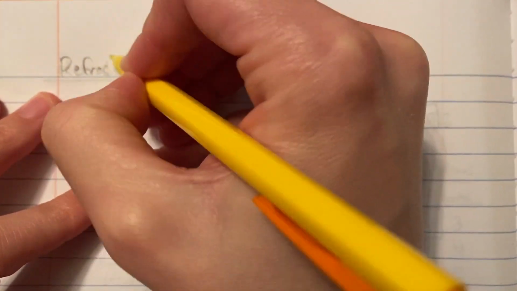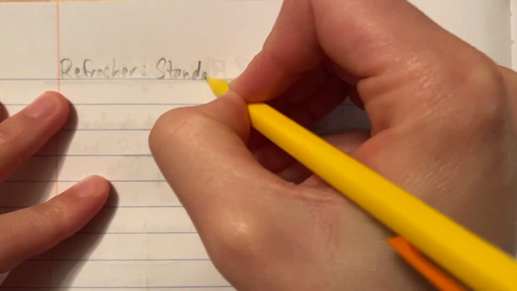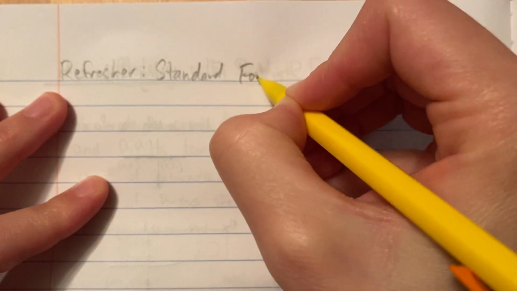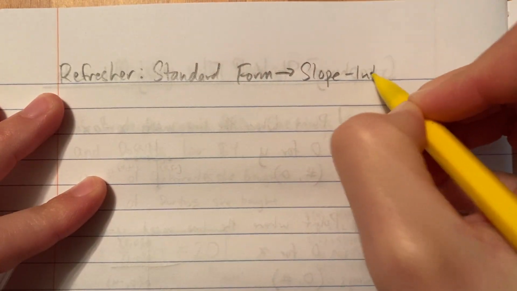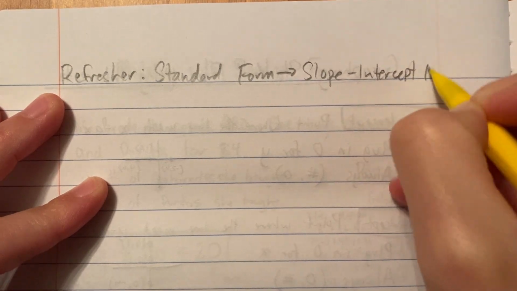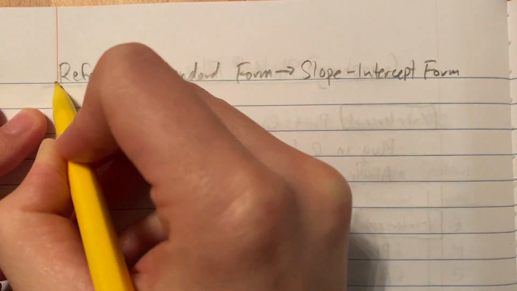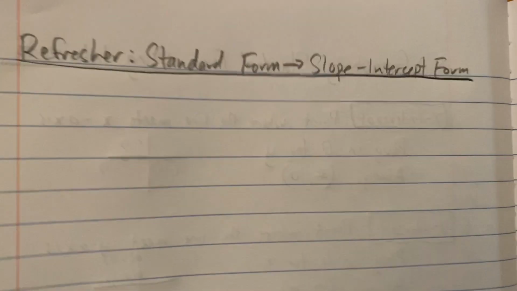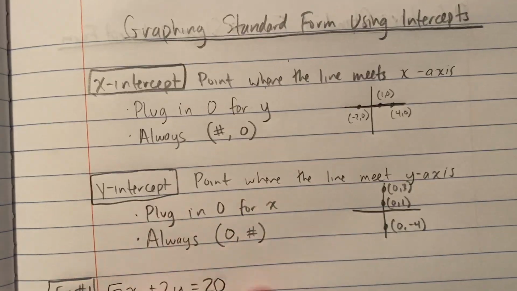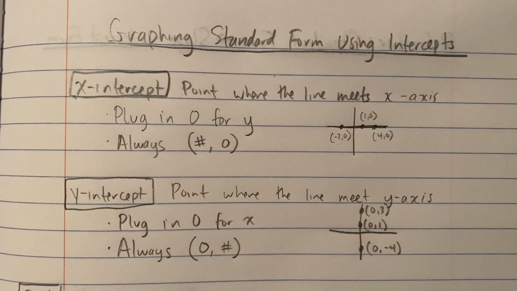This is just a quick refresher on changing from standard form to slope-intercept form. So here's the deal, right? When I have standard form, I have two options as to how I graph it. One option is what you just worked on, which is to use the intercepts. That's one way to get 2 points out of it.